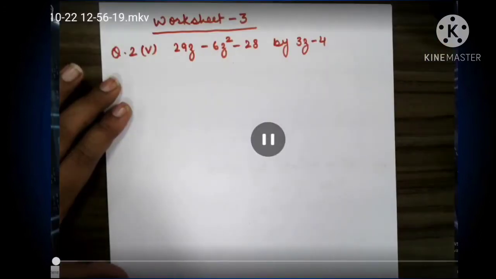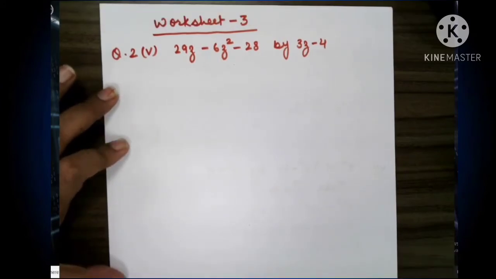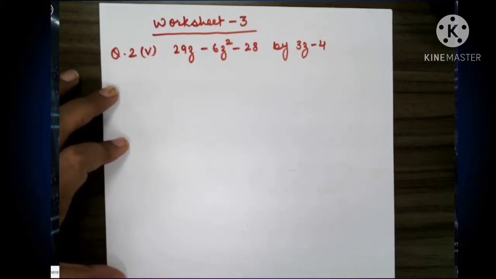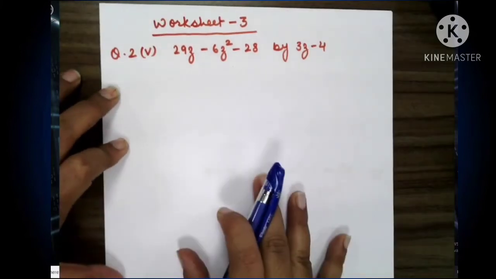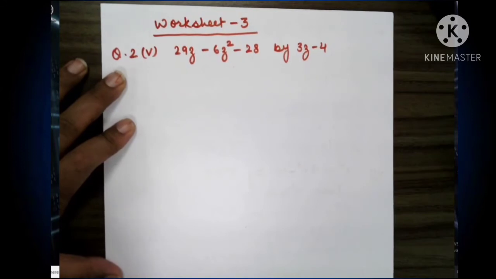Good morning to all. In the last class we have done till worksheet number 3 question 2, and we have completed the first 4 parts of question number 2. So now the remaining 4 parts. Let me tell you, I'm starting question number 5. All of you please watch it very carefully. We are going to do it by the long division method only.